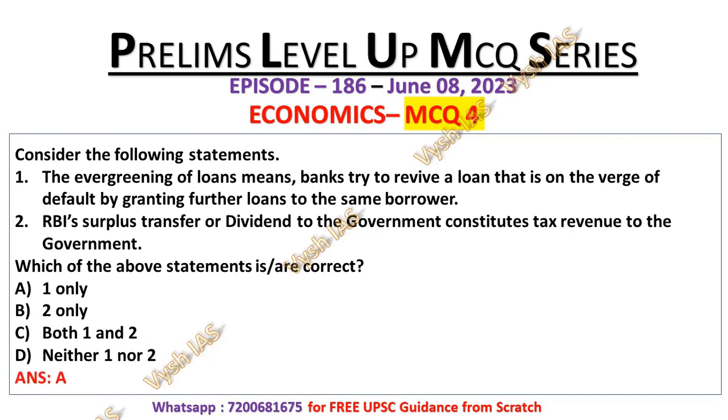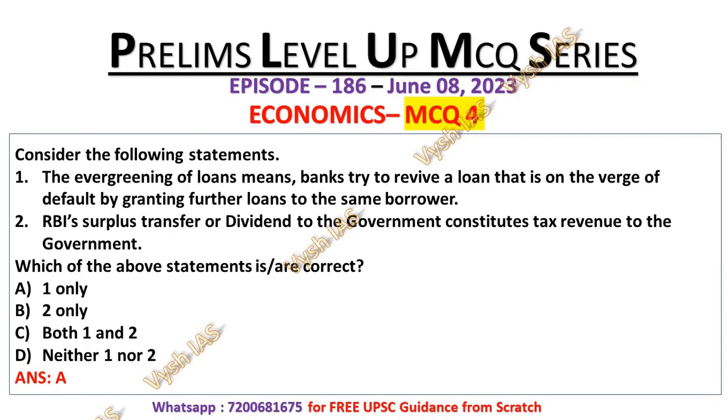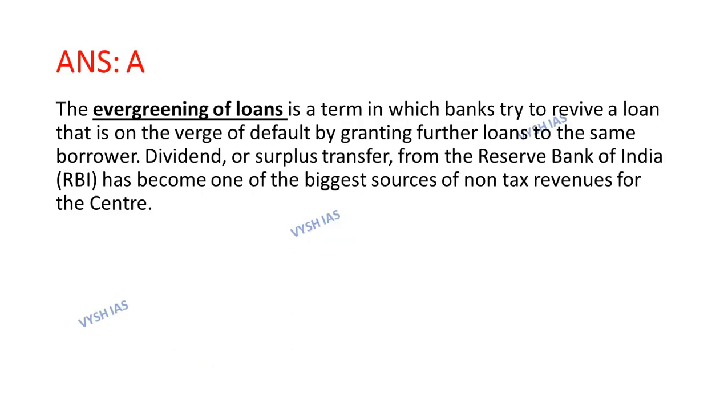So the correct answer will be option A, which means only statement number 1 is correct. Evergreening of loans, you have to understand this term: it is a practice in which a bank tries to revive a loan that is on the verge of default by granting further loans to the same borrower. Dividends or surplus transfer from the RBI has become one of the biggest sources of non-tax revenue for the Centre, but here it is written it constitutes tax revenue. That's why statement number 2 is the wrong one and statement number 1 is correct, because it is regarding evergreening of loans, which I already explained in the explanation part.